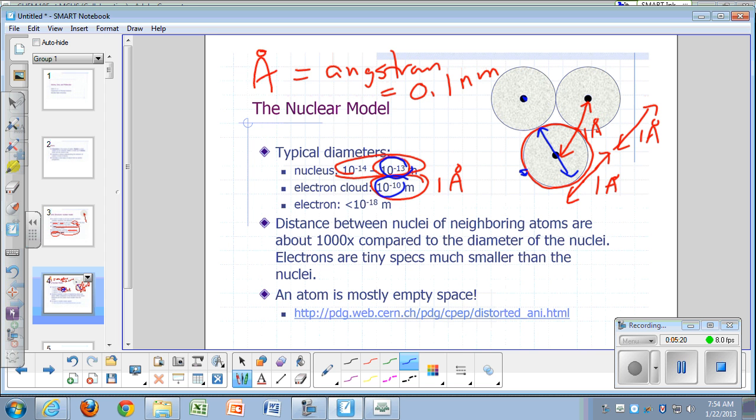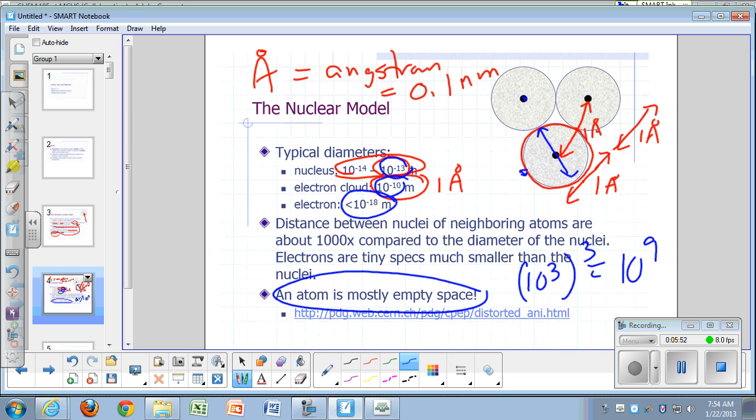Now, since we live in a three-dimensional world, volume is length cubed. So you cube that 1,000, that's 10 to the third cubed. That's a billion times smaller. So the amount of space occupied by your nucleus is at least a billion times smaller than the amount of space where the electron is roaming around. The electron itself is very, very small, even smaller than the nucleus, so pretty much you can say that an atom is mostly empty space. Most of the visualizations of atoms that you see are really distorted, and here's a website that explains more about that.